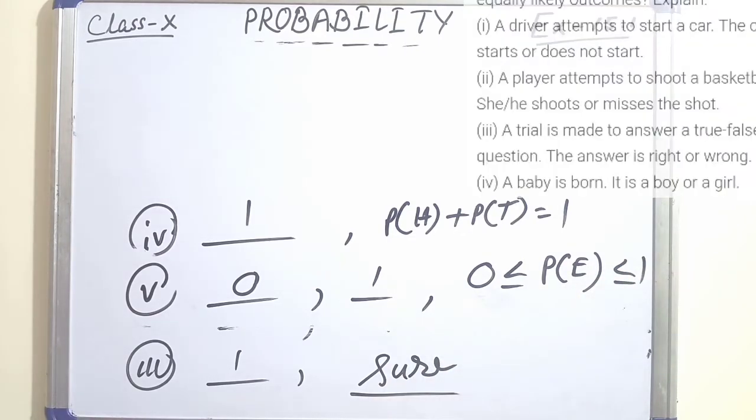Now next, question number 2. Which of the following experiments have equally likely outcomes? Explain. So the first: a driver attempts to start a car. The car starts or does not start. So it is not an equally likely outcome, because the car will not start only when it is out of order.